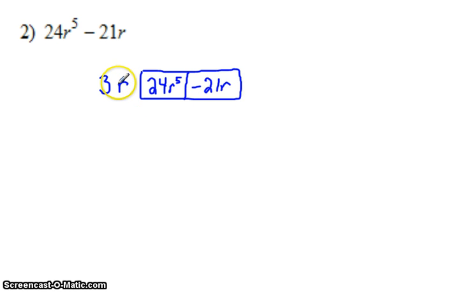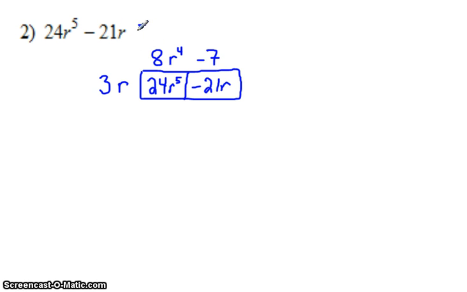And I got to figure out, well, what times 3r gives me 24r to the 5th? Well, 3 times 8 is going to give me 24. And r times what's going to give me r to the 5th? Remember, we add the exponents here, so it's going to be r to the 4th. Same thing here. 3 times what gives me negative 21? That would be negative 7. And then r, we're all set here. So 3r times negative 7 would give me negative 21r.